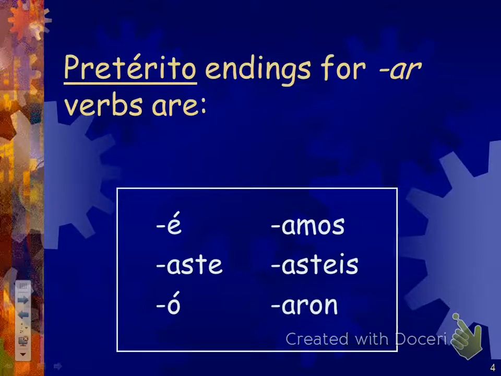The final one for ellos, ellas, and ustedes is aron. Not messing with vosotros. All right, so in present tense, what does the ellos, ellas, and ustedes end with? An N. Okay. Look at the preterite form in the same situation. What does it end with? An N. Okay. Ends with an N.